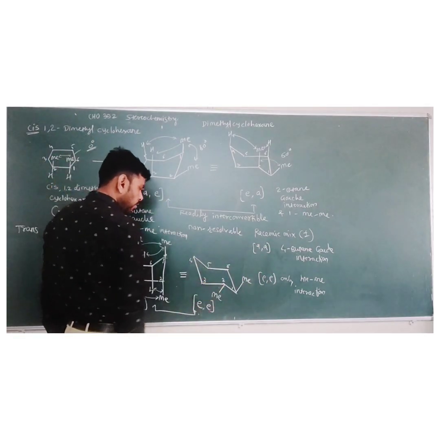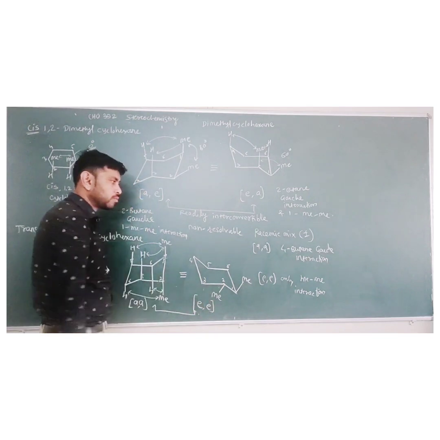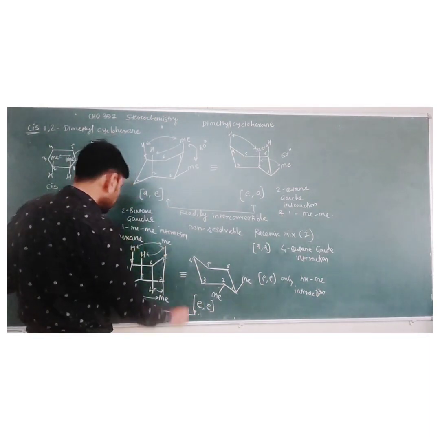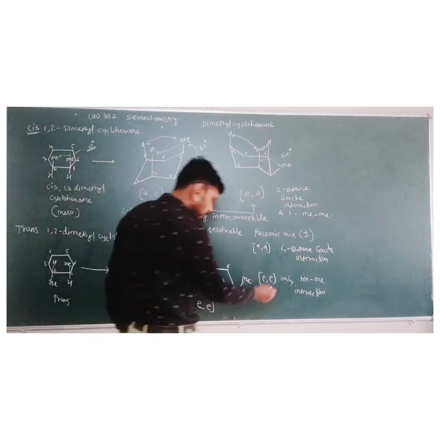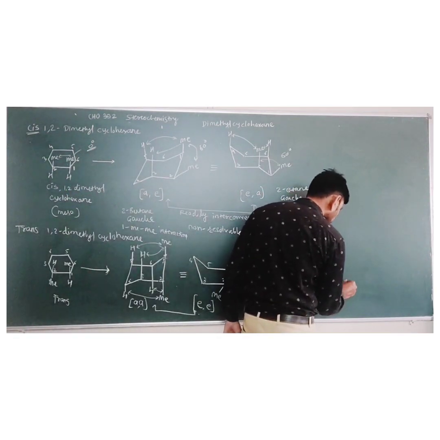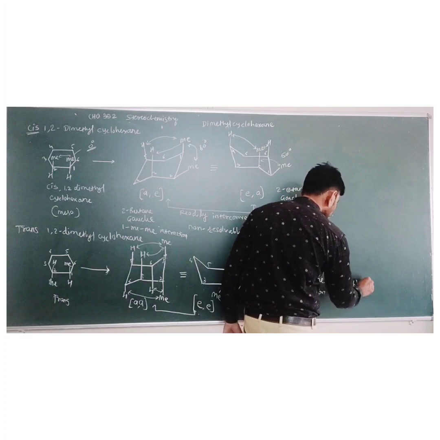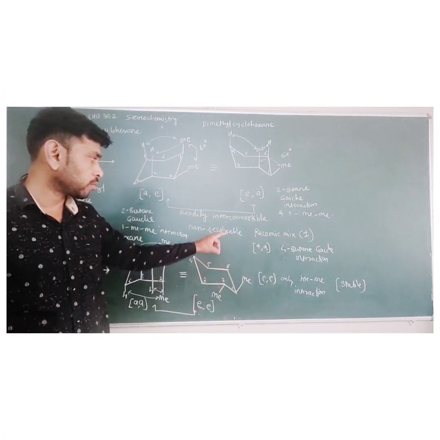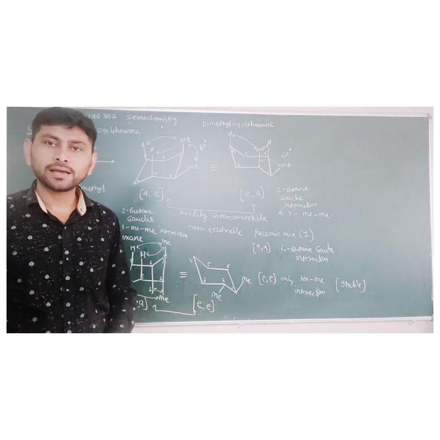So the equatorial form contains fewer butane gauche interactions, fewer interactions between the groups, and that's why this structure is more stable. So the equatorial form is more stable as compared to the axial form.